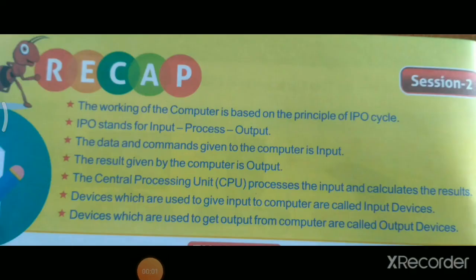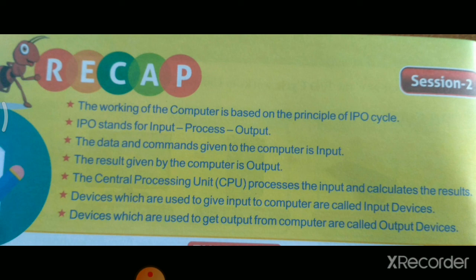Okay, children, let us recap. The first one is the IPO cycle. The working of a computer is based on the principle of the IPO cycle. IPO stands for input, process, output. Then what is input? The data and commands given to the computer is input. What is output? The result given by the computer is output.